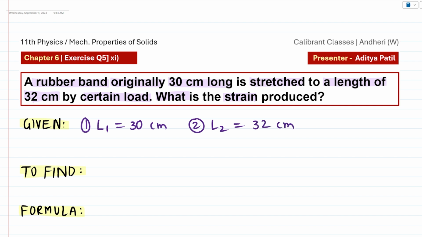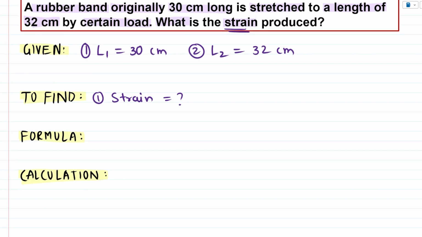इसके अलावा और कोई इंफॉर्मेशन अवेलेबल नहीं है क्वेश्चन में और कोई इंफॉर्मेशन चाहिए भी नहीं. हमें ढूंढना है that is the strain. So we are required to calculate the strain produced in the rubber band because of this stretching. So let's try to find out what exactly is the formula to calculate the strain.